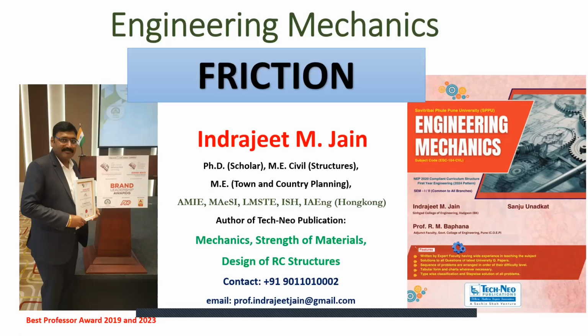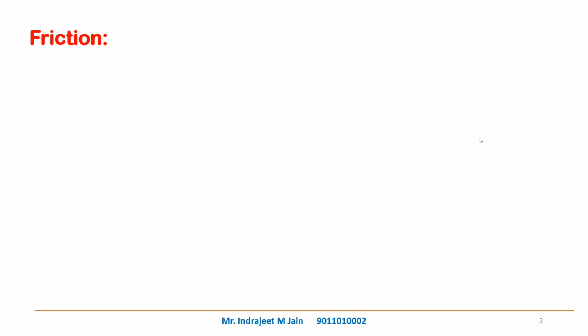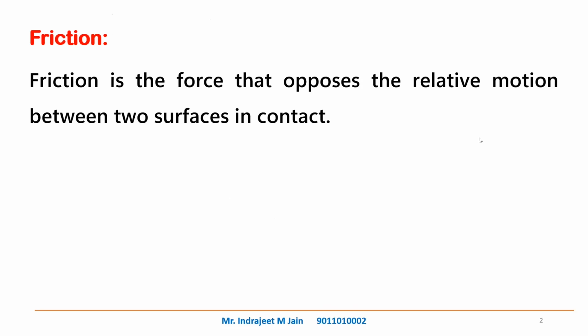Hi friends, we will start today the topic friction from engineering mechanics 10. Definition of friction. Friction is the force that opposes the relative motion between two surfaces in contact. So whenever two surfaces come in contact, one surface is opposing the motion of the body. And the force which opposes the motion of the body is called frictional force.